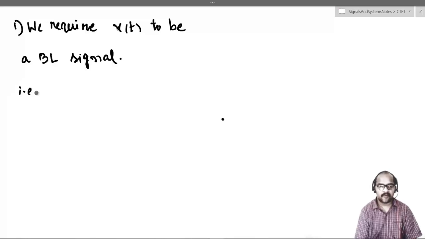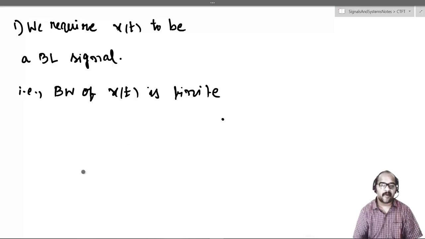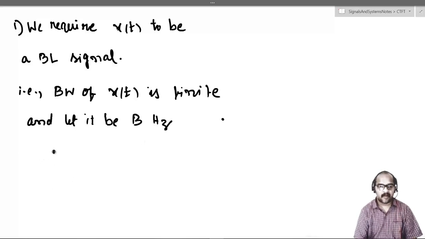That is, the bandwidth of x of t is finite, and let it be B hertz. So how do you represent that graphically?